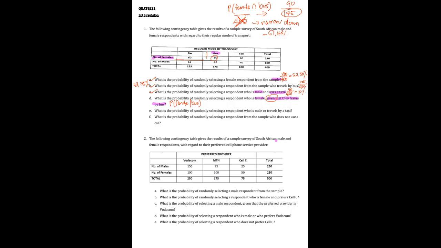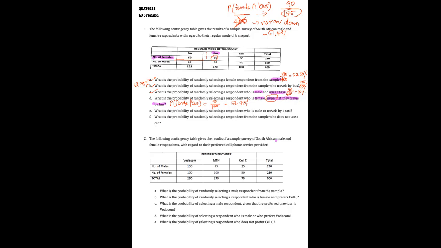So you'll say the probability of female given that they travel by bus. And here, as I said, you narrowed down and made the denominator the part that's given, the number of people that only travel by bus, and that was 175. Your numerator is now both of them, female and that they travel by bus. So that was 90 over 175. And as a percentage to two decimals, that was 51.43%.